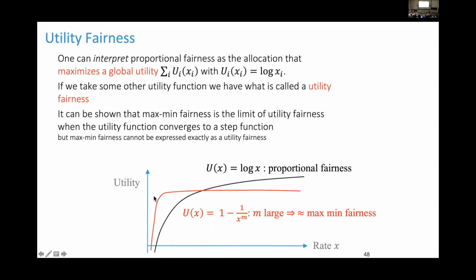I can take another utility function. For example, this red curve here, which is 1 minus 1 over x to the power of m. It can be shown that if m is large, taking such a utility function and maximizing the global utility gives you something that is very close to max-min fairness. Max-min fairness is not a utility fairness, but the limit goes to something that is very close to max-min fairness.